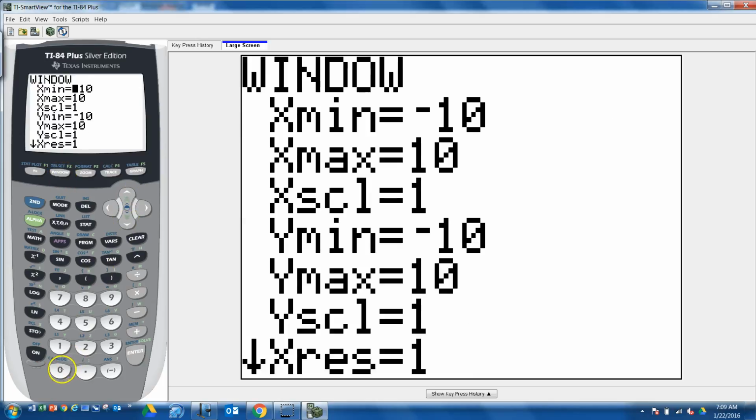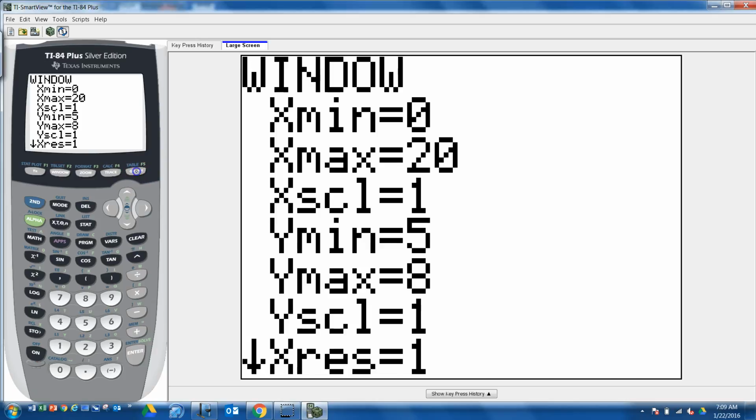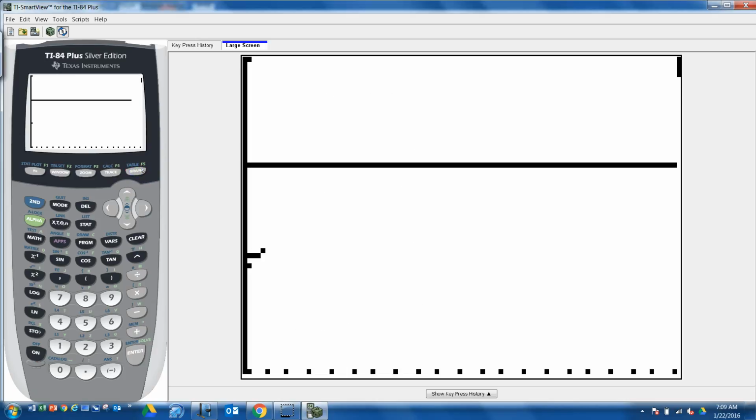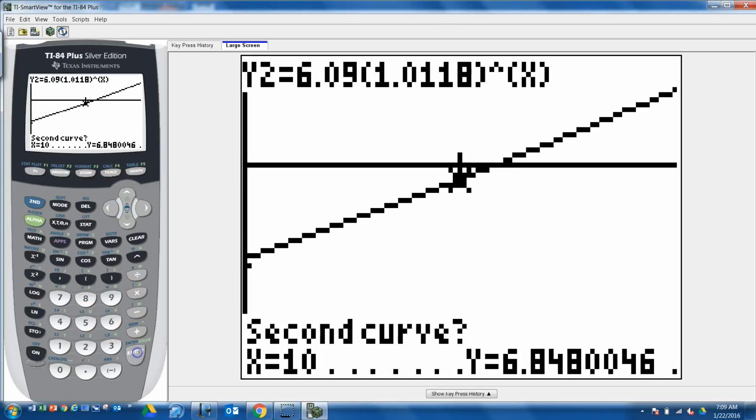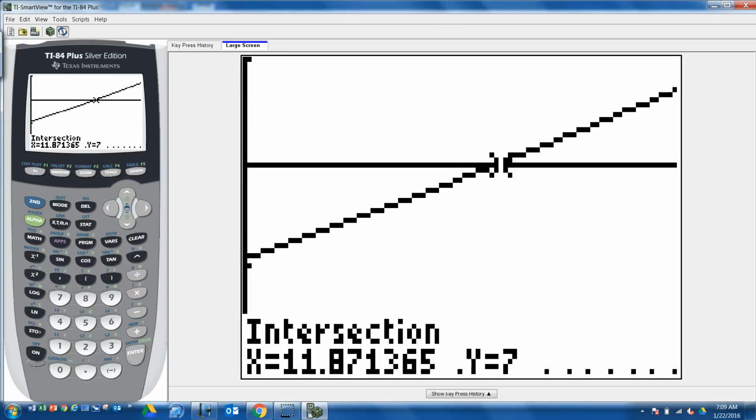So I'm going to change my window. I'm going to make my x go from 0 to 20, and I'll make the y go from, we don't need to go to 0. Well, we started at 6, so 5 billion to like 8 billion. We'll do that. So we're looking for where it crosses, and there it is, right there. Then you just do second trace 5 to get your point. Enter, enter, enter. And you should get the point 11.871, comma 7.